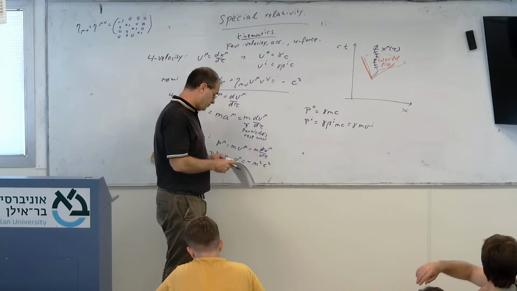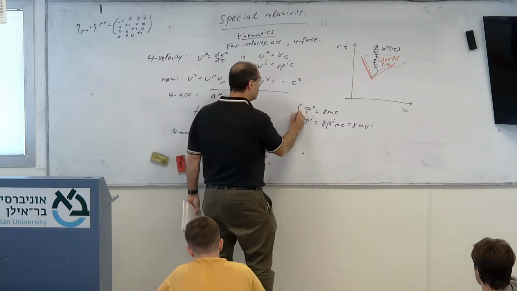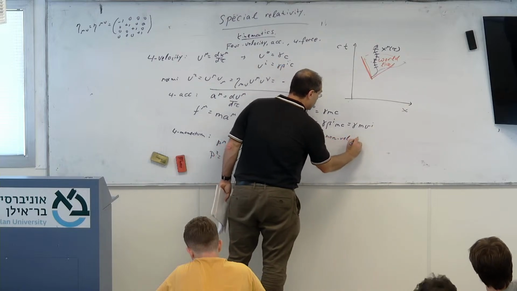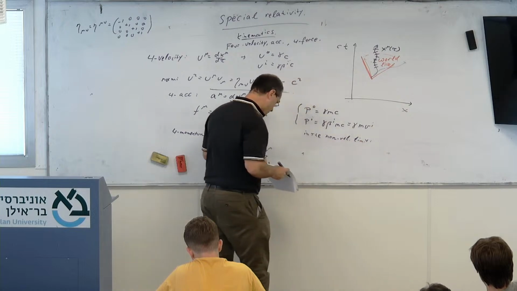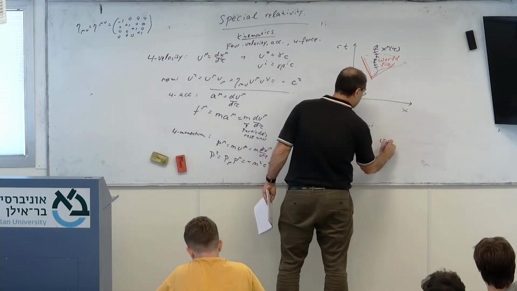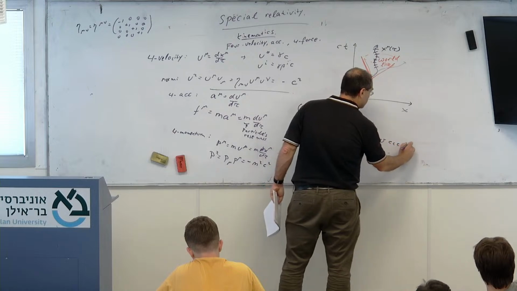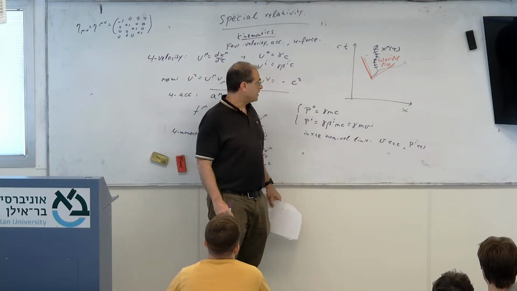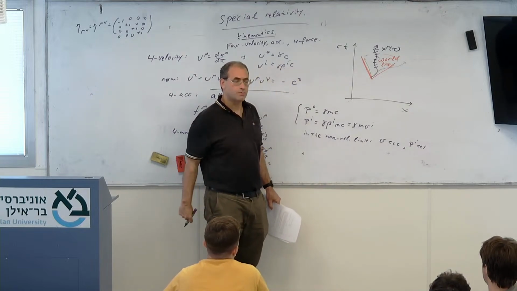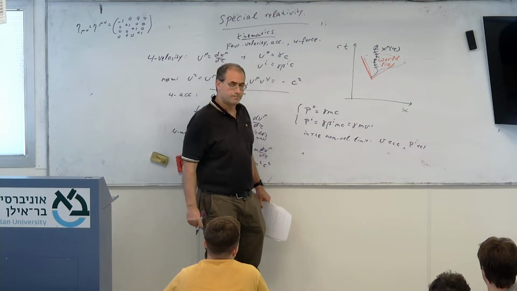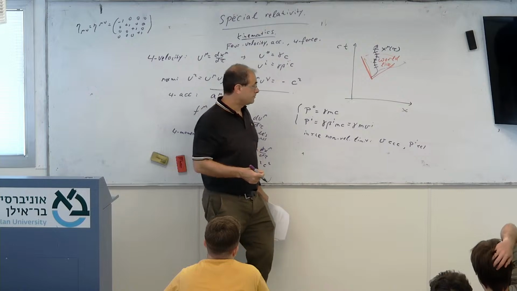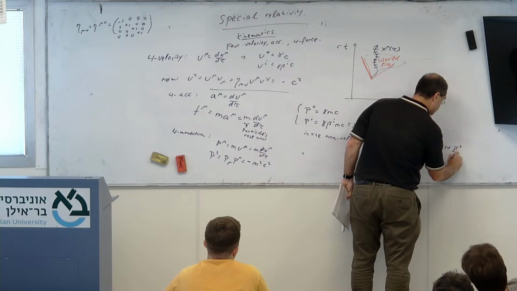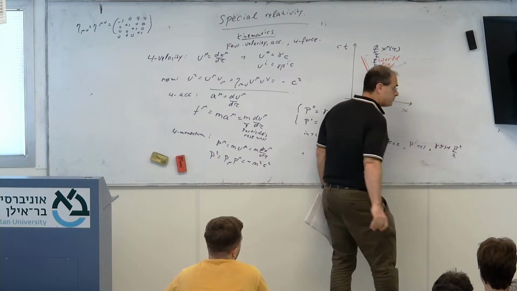So in the limit of small velocities, the non-relativistic limit, v much less than c, beta much less than 1. What is gamma? If I do a Taylor expansion, 1 plus half beta squared.